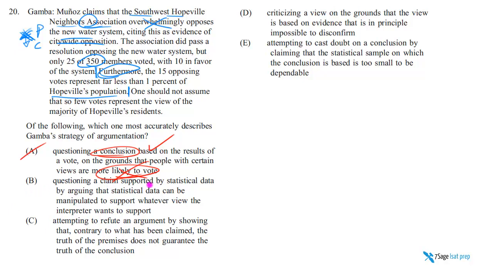B says questioning a claim supported by statistical data. Sure, the claim supported is this overwhelmingly opposed claim. It has to be that one. He's questioning this claim by arguing that statistical data can be manipulated? No, wrong. You see, at this point, you just cross it out and move on. He's not saying you're manipulating data to support whatever view the interpreter wants to support. He's saying just look at the data. You're simply misrepresenting the data. No one's manipulating the data.